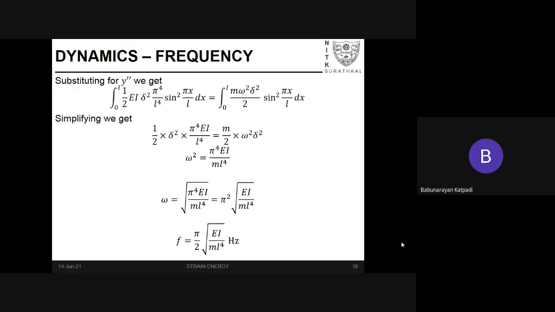What is interesting here is that the correctness of the values that you get is decided by what equation you assume for the motion. The closer you are to reality, the closer will be the values that you obtain. So you can use the strain energy concept even for determination of frequencies. So we'll rush through this exercise again.